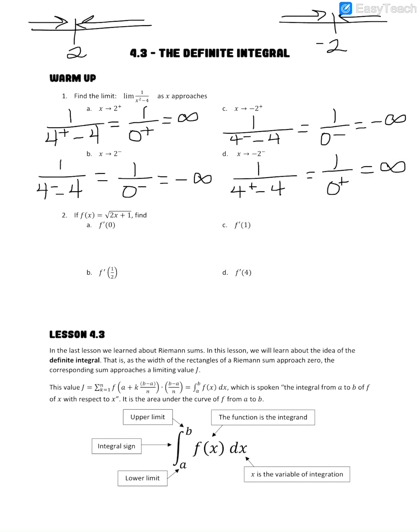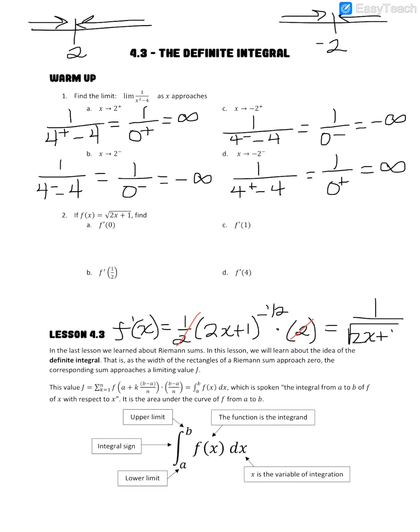Okay, for number 2, the first thing we want to do is find the derivative of f. So let me do that down here. This would be using the chain rule: 1/2 times (2x plus 1) to the negative 1/2 times the derivative of the inside, which is 2. You'll probably notice here the 2 and the half are going to cancel. So this just gives me 1 over the square root of 2x plus 1.